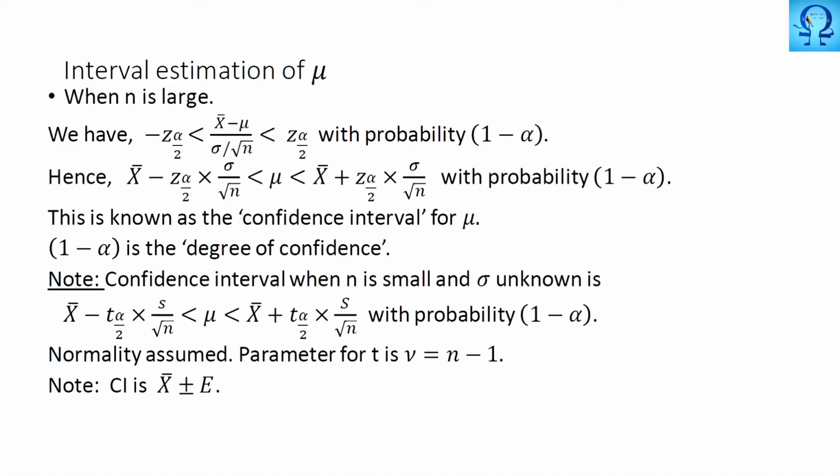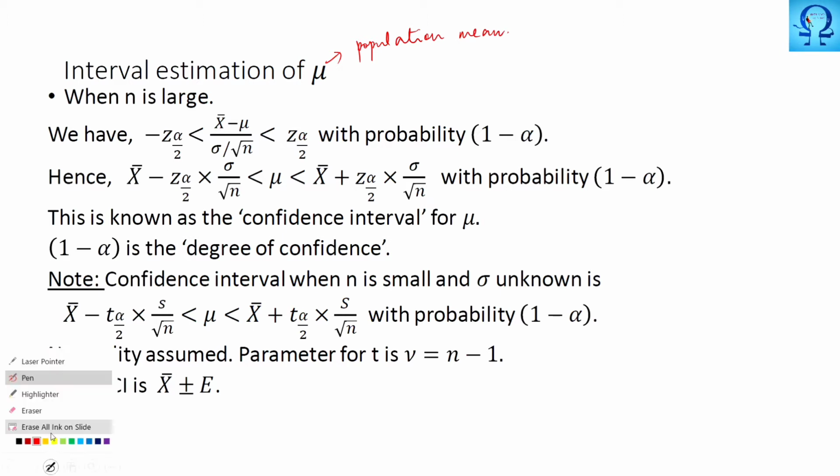Welcome. The next ideology that we are going to discuss is interval estimation of mu. As specified in the previous videos, this mu is the population mean. For this population mean, we were trying to find out the point value, that is the exact value of this mu, whereas in the interval estimation we will try to find out some interval in which this mu lies.